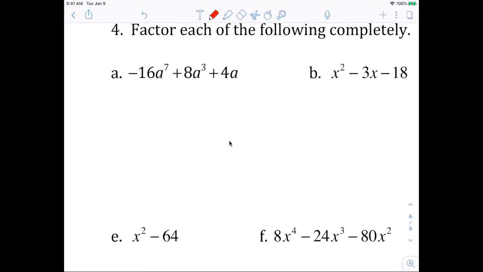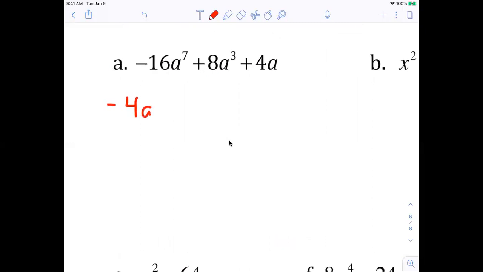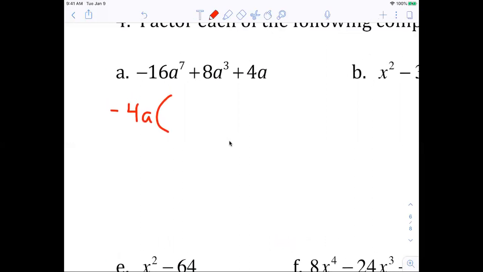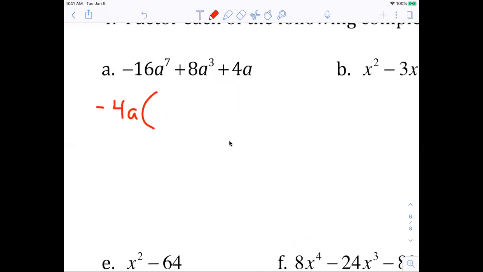So I'm looking at our numbers here, -16, 8, and 4, and I know I could factor out a -4. You could also factor out a +4, but I always like to take the negative out first. So I have a -4 factored out, and now for my variables, I have a to the 7th, a to the 3rd, and a. So I need to take the lowest exponent, which is a to the 1st. So when I then take -4a out of that guy, I am left with 4a to the 6th.